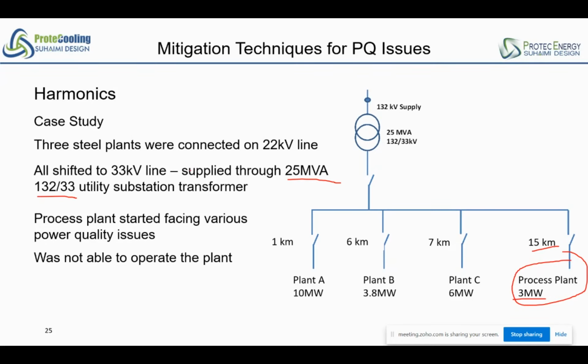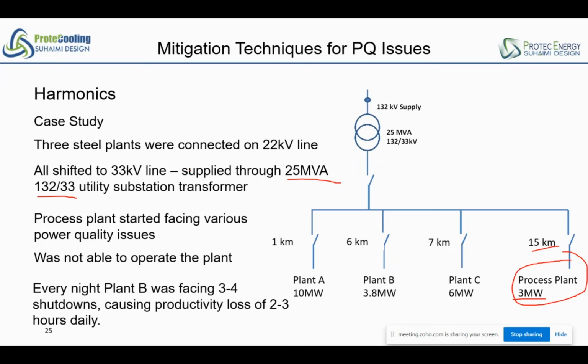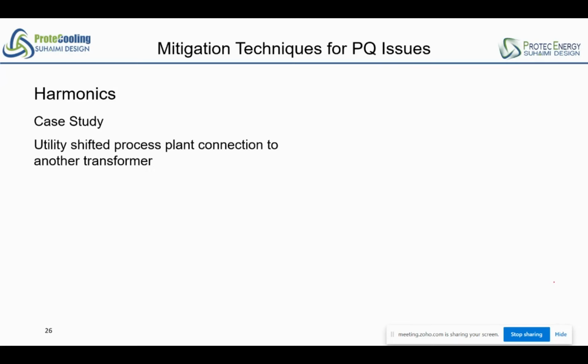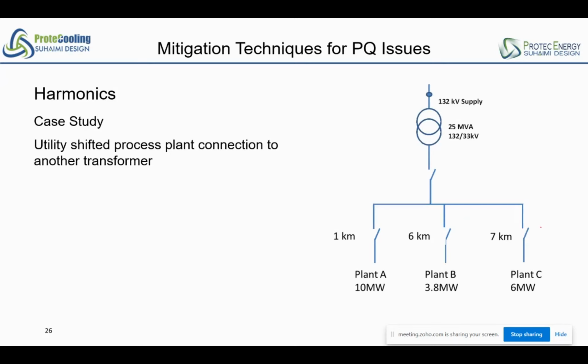Even plant B, which was a steel plant, was facing a lot of shutdowns, almost 2 to 3 hours daily. So these two plants were facing issues. The first thing the utility did was shift the process plant connection to another transformer. So now this transformer was supplying only the 3 steel plants.